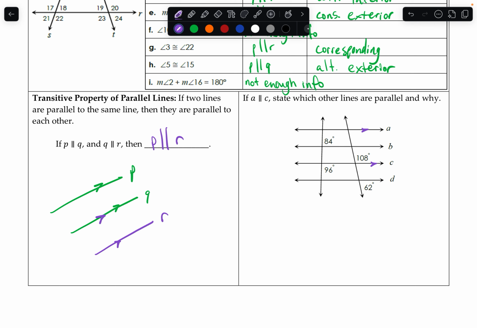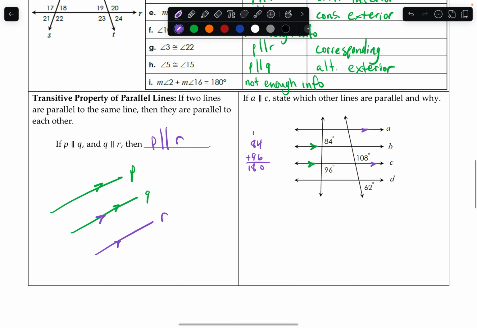parallelness. So here we go, 84 plus 96, that's going to add up to 10. Carry the 1, that's 9 plus 9, which is 18. That's 180, y'all. So I can say, let's use a different color here, that B and C are parallel because we had those consecutive exterior angles being supplementary.